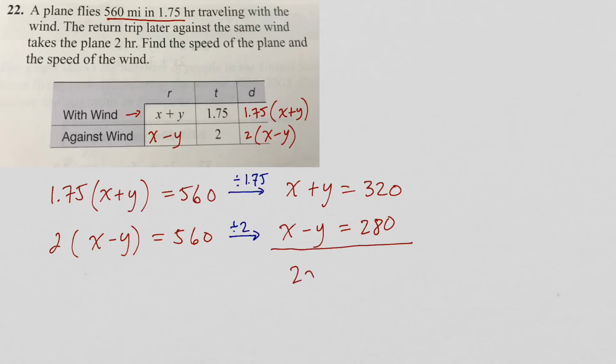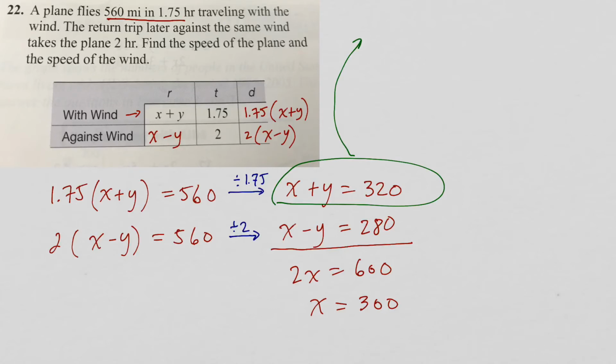Now I can add these together and get rid of the y's. X and x add up to 2x, 280 and 320 add up to 600. So x must be 300. Then I can take either one of these equations to find the speed of the wind. So 300 plus y is equal to 320. So y must be equal to 20. So that's the speed of the wind.